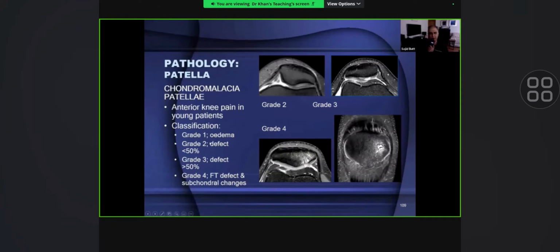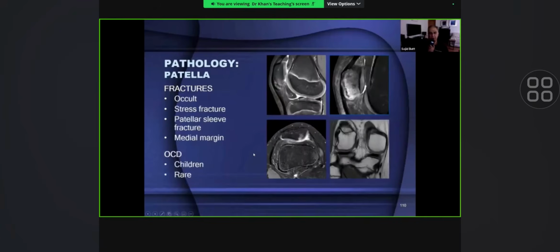So grade 1 is just edema. Grade 2 is the defect, which is less than 50%. Grade 3 is defect, which is more than 50%. And grade 4 is full thickness defect with subchondral change. These are the 4 stages of chondromalacia.